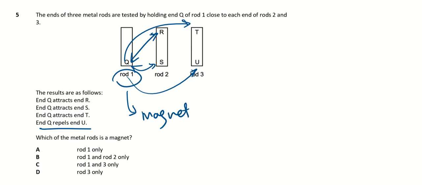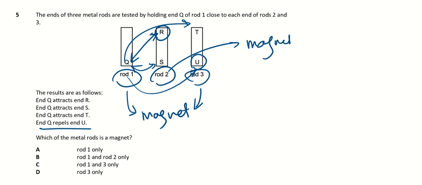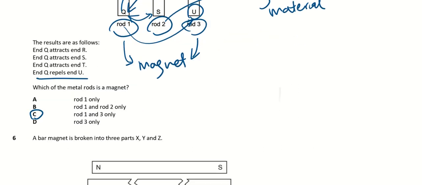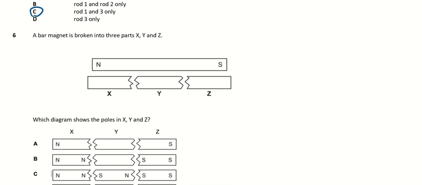And because it's able to repel U, that means rod 3 is also a magnet. Repulsion is the only test for a magnet. Whereas rod 2 is attracted to Q, from R. Q and R attract, Q and S also attract. So for rod 2, I can just say that it's a magnetic material. The question is asking which one is a magnet. The answer will be 1 and 3. So it's C.